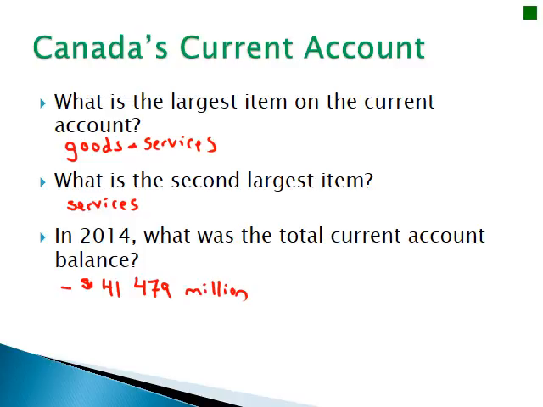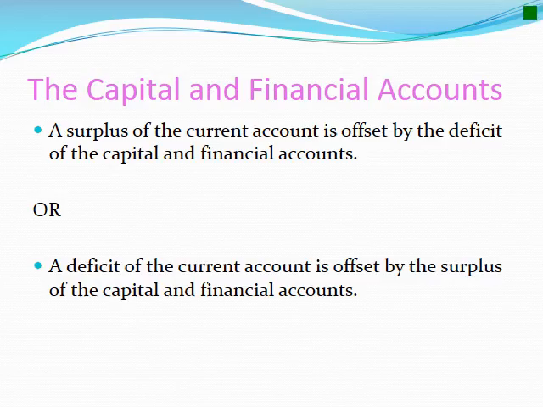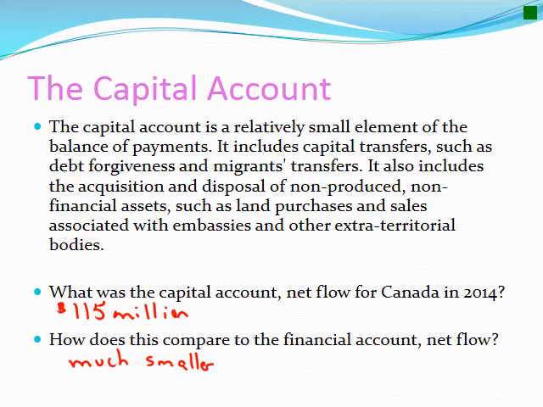So looking on the flip side, the capital and financial accounts. If we have a surplus on the current account, it's offset by a deficit in the capital and financial accounts. Or if we have the opposite, if we have a deficit on the current account, it's offset by the surplus of the capital and financial accounts.